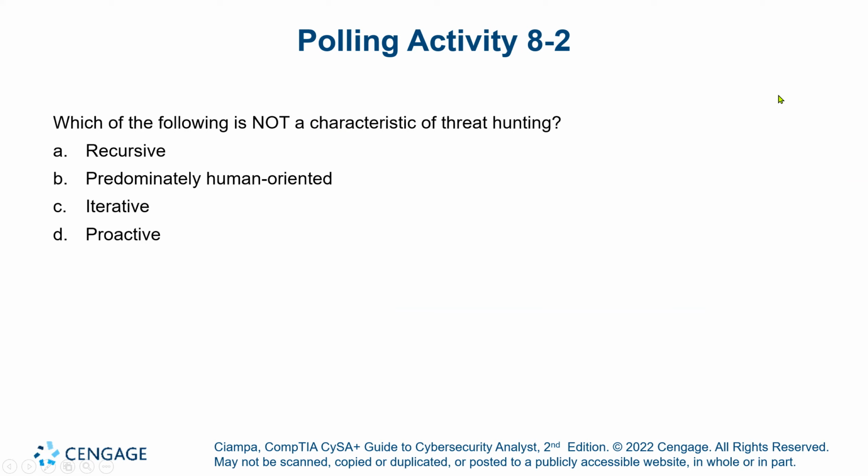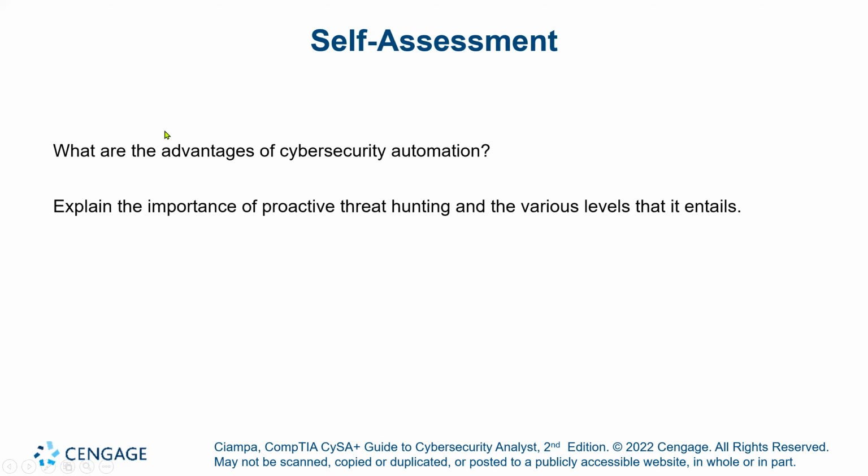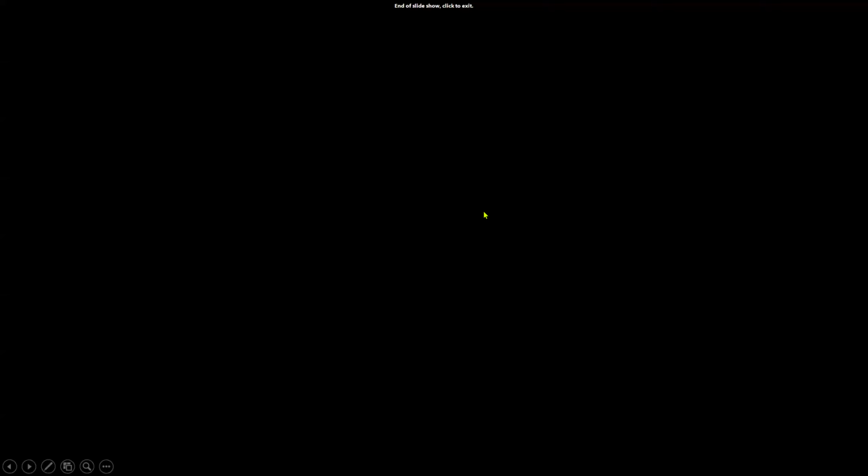Which of the following is not a characteristic of threat hunting? Recursive, predominantly human-oriented, iterative, proactive. And I'm just going to give you guys the answer here. It's okay. I think that we've just had so many of them that I'm just going to throw lots of stuff at you. And it had to do that to you guys right before the end of it too. So, okay, that's it for that particular one.